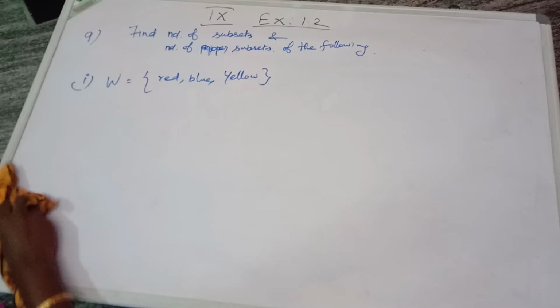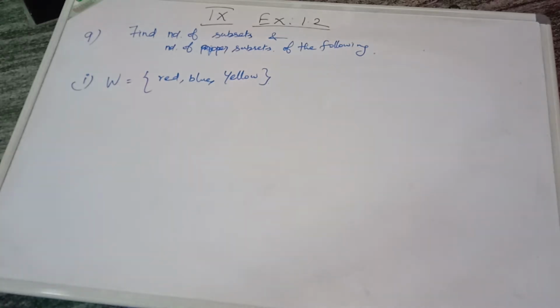In this video, we are going to see the 9th question in exercise 1.2, 9th and 10th. In 9th question, find the subsets, number of subsets and number of proper subsets of the following. The first one is the set W having 3 elements: red, blue and yellow. They didn't ask to write the subsets or proper subsets. They ask only the number of subsets and number of proper subsets.